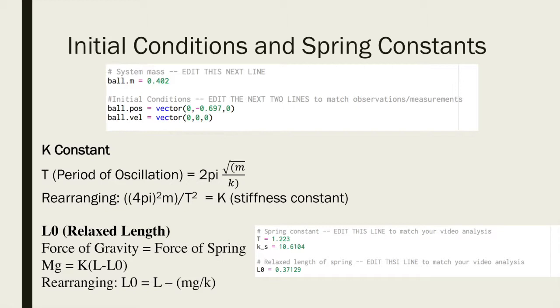We do this by using the equation: the period of oscillation equals 2 pi times the square root of the mass divided by the constant. Rearranging, we can solve for the stiffness constant. We can talk about how the period of oscillation is calculated later on. We can also calculate the relaxed length of the spring, using the force of gravity equaling the force of spring. Rearranging this, we also solve for this and set the initial conditions in the GlowScript.